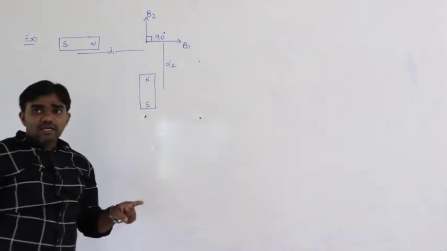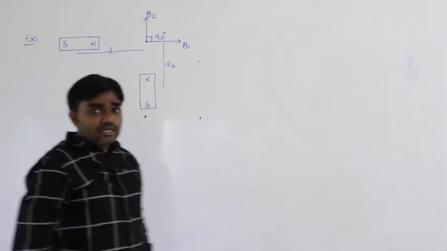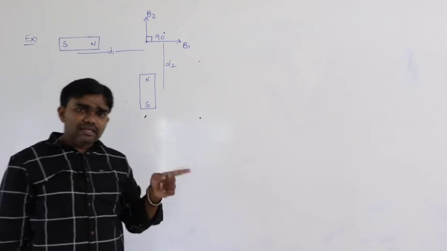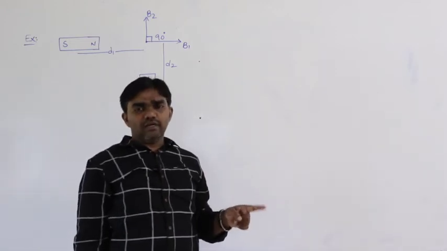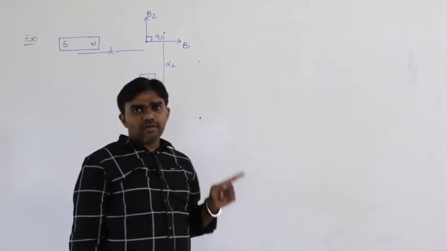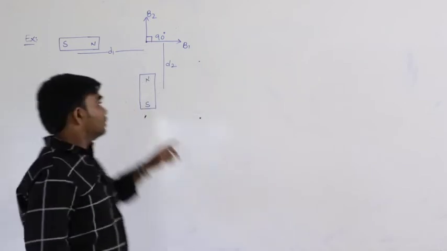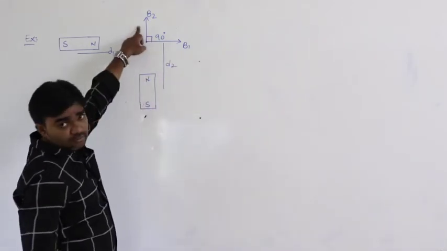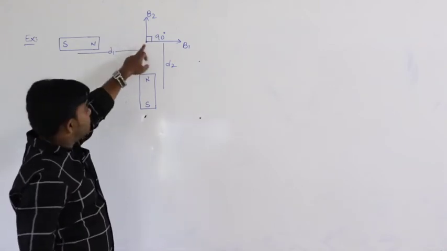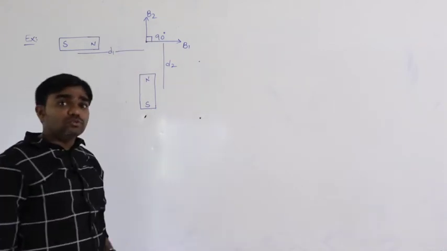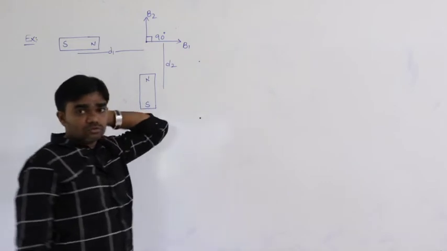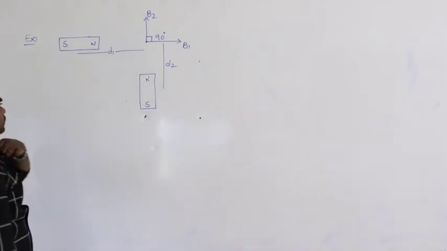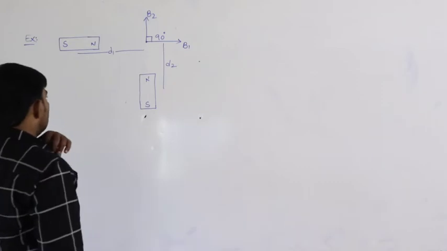On the axial line of the bar magnet, what is the direction of the magnetic field? That is in the direction of the magnetic moment. The direction of the magnetic moment is from south to north. Here also this is the axial point, so that's why it is also from south to north. So that is the situation now. How can we do this?